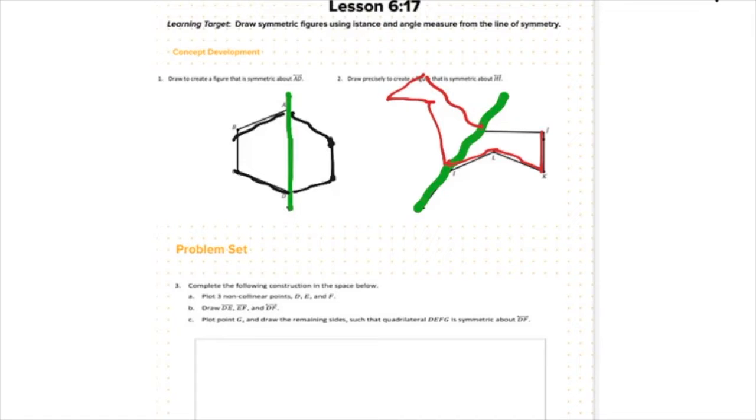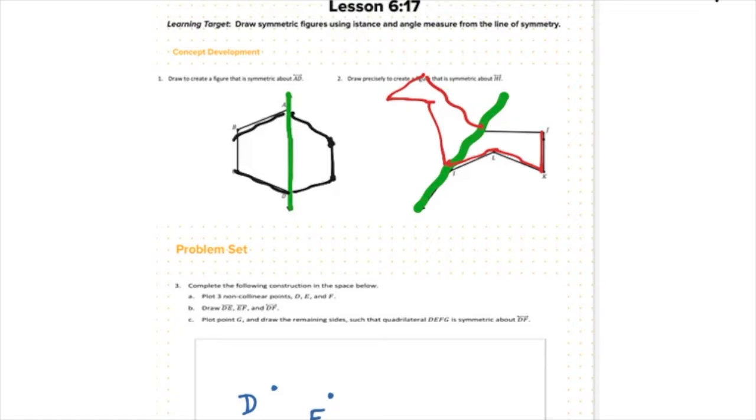So let's look at number 3. Plot 3 non-collinear points, D, E, and F. Non-collinear means they are not all on the same line. They're not just in a row next to each other. So let's see, I'm going to put D here. I'll put E here. And I'm going to put F here. That's fine.